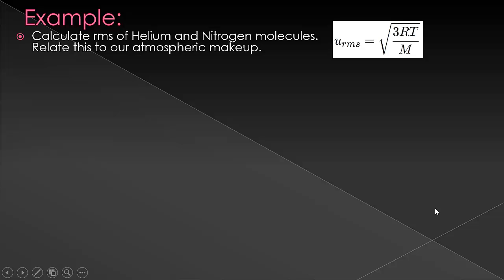Now let's do an interesting little problem where we can calculate the root mean square speed of a couple of different atoms, and then also discuss how this might have something to do with our atmospheres. So I say calculate the RMS of helium and nitrogen molecules, and then relate this to our atmospheric makeup. So we have our RMS speed equation. Let's do this for helium.